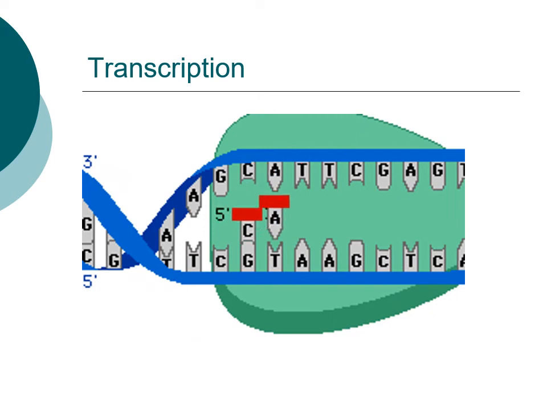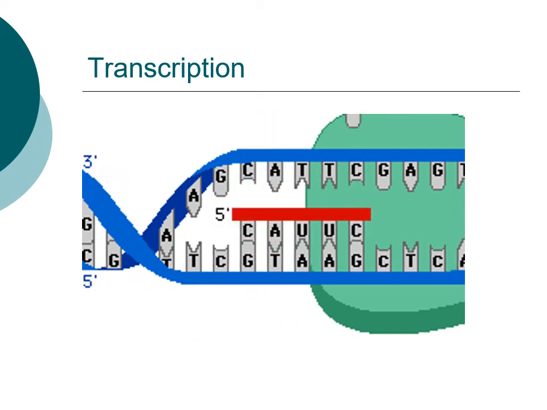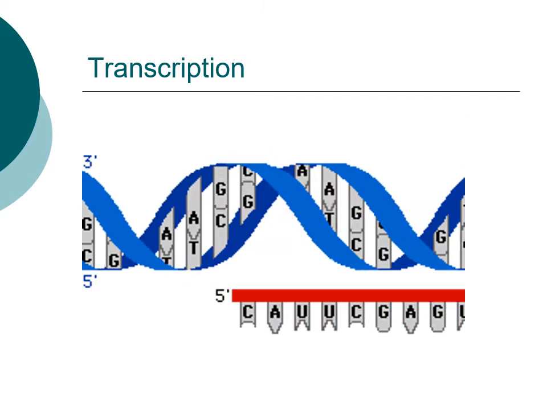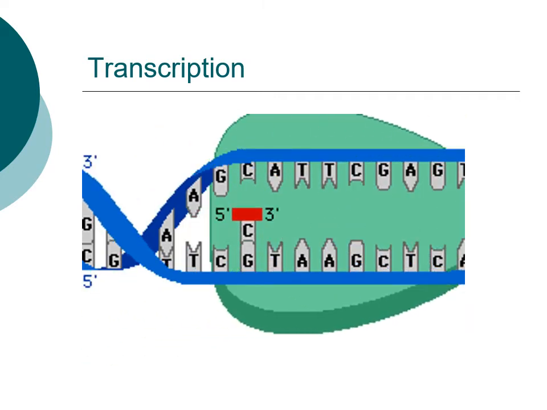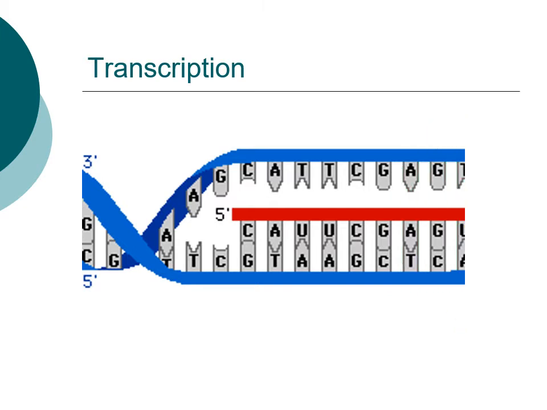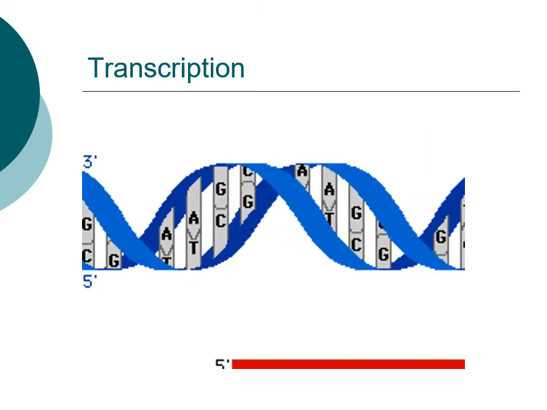So here's a quick animation of transcription. You can see the complementary bases going in, and you have a U there instead of a T. That green guy in the background, that is RNA polymerase. The blue is your DNA, and the red is your mRNA with that new ribose sugar and uracil.